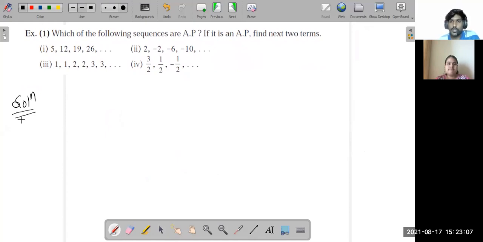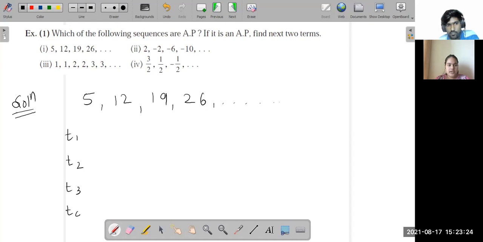Let's see the first one. 5, 12, 19, 26, and so on. So in this, tell me what is T1, T2, T3. T1 is 5, T2 is 12, T3 is 19, and T4 is 26.